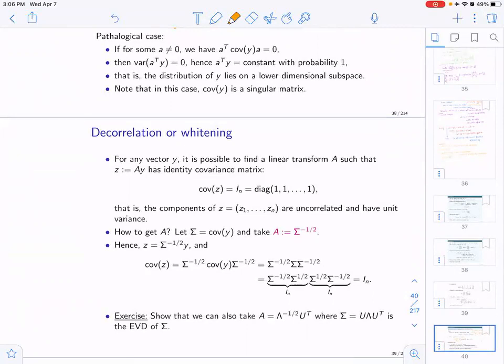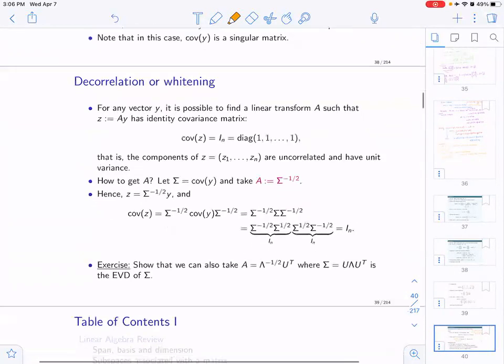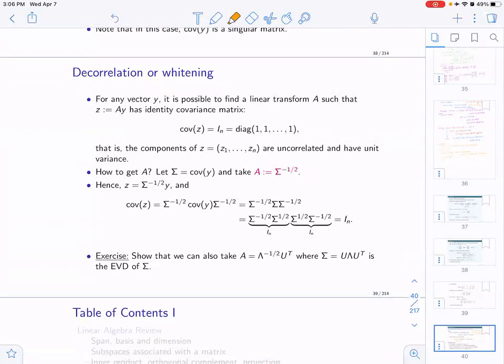So the last topic in this section of the discussion is decorrelation or whitening. Did any of you get the chance to look at decorrelation? Did you or did you not? I couldn't. Okay, so maybe for the next time, you can take a look at this.